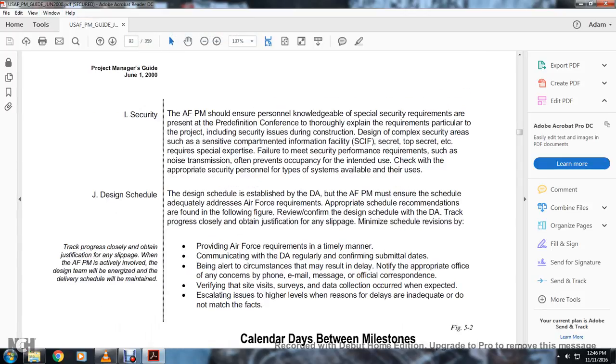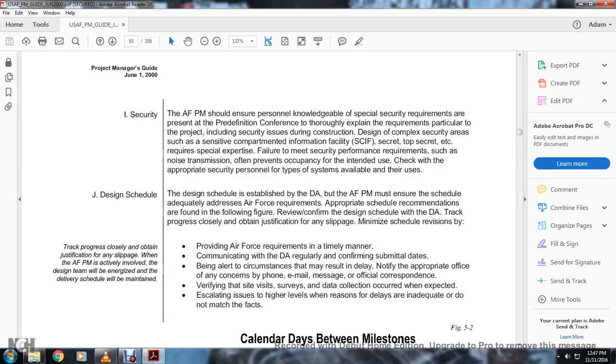All right. The Air Force program managers ensure the personal knowledge of the security personnel at the pre-definition conference to really explain the requirements, particularly with the project, including the security issues during construction and design complexity. Security areas such as the Sensitive Compartmented Information Facility, or SCIF, secret, top secret, etc., require special expertise. Failure to meet the security performance requirements, such as noise transmission, often prevents occupants from using the facility as intended. Check with the appropriate security personnel on the type of systems available for use.